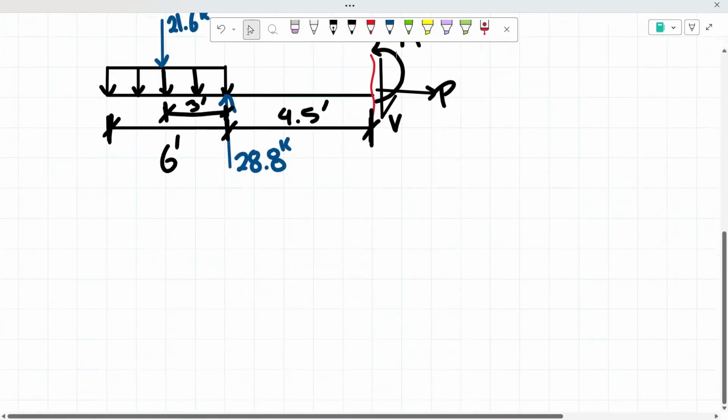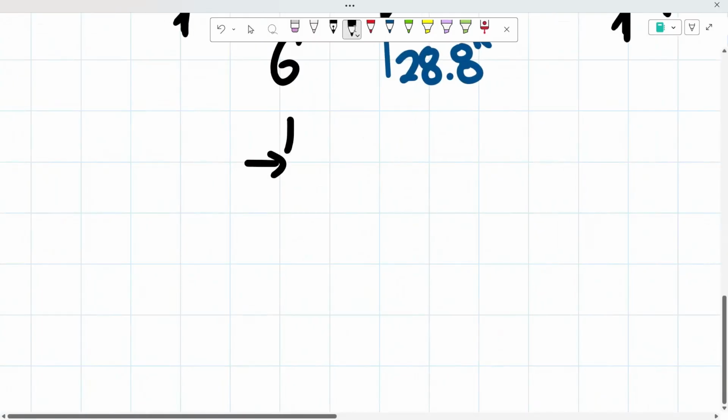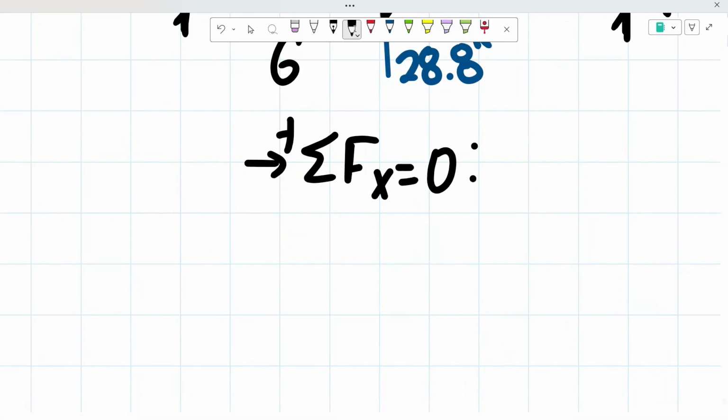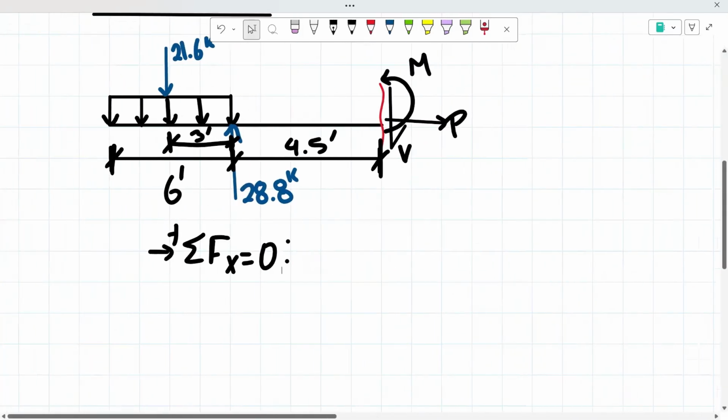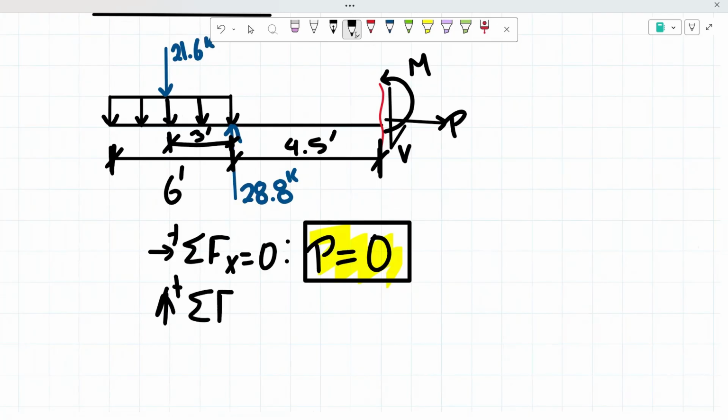So I'm going to start off with my normal force by taking the sum of our forces in the X direction. And as you guys can see, our normal force is our only force in the X direction, or a horizontal force. So we know that our normal force will have a value of 0, since it is our only force in the X direction. From there, we're going to take the sum of the forces in our Y direction.